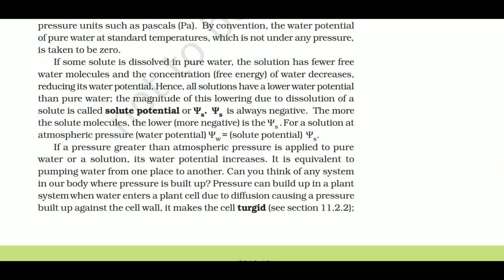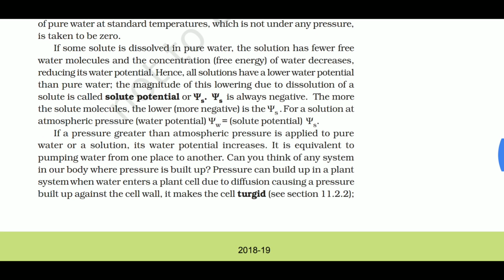So, the water potential will be 0 for pure water at standard temperature. So, the water will not possess any potential. So, it will be 0. This is a very important question under competitive exams.